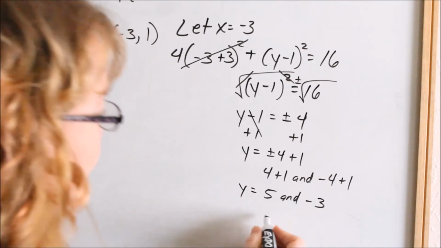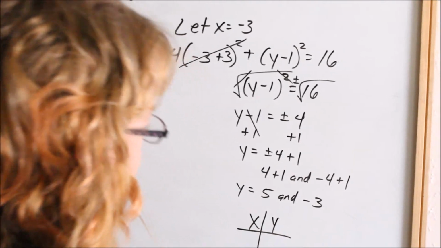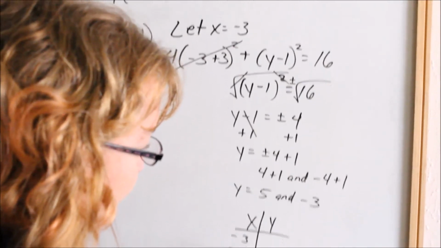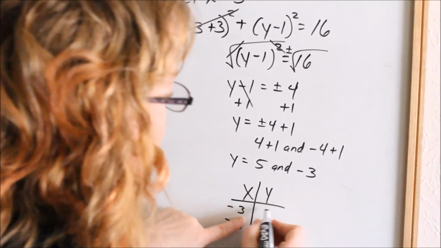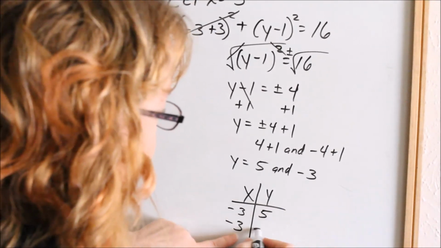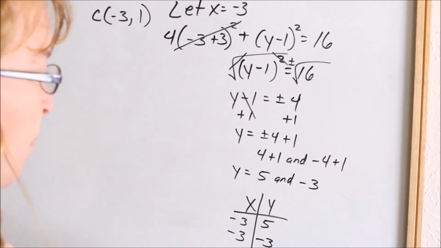So I can make me a little XY chart. We said we're going to let x equal negative 3. That was what we said at first. So we should be getting two values. When x was negative 3, one of my y values was 5. When x was negative 3, the other y value was negative 3. So these are already two coordinates I can plot for my extreme points.